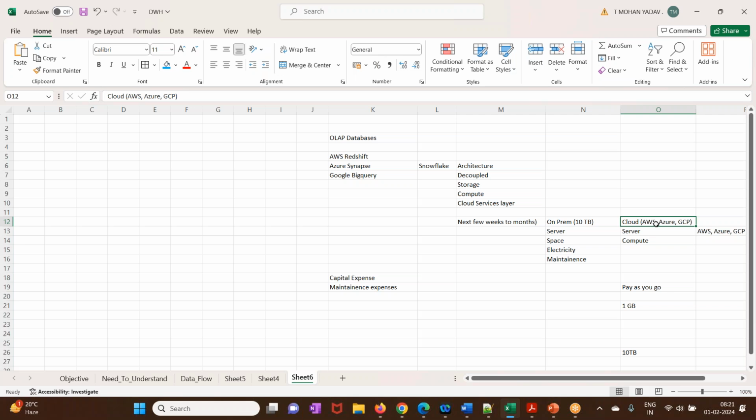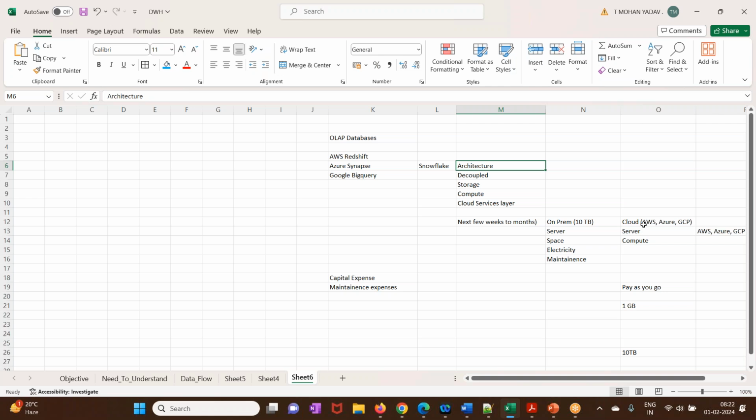From the next moment you have the capacity to store whatever data you have, and you will pay only as you go. This is the pay-as-you-go concept, which is incorporated in the Snowflake architecture. Tomorrow I will explain the Snowflake architecture and the billing, how it happens, what storage cost and what compute cost you will incur in Snowflake. Hope you are clear.